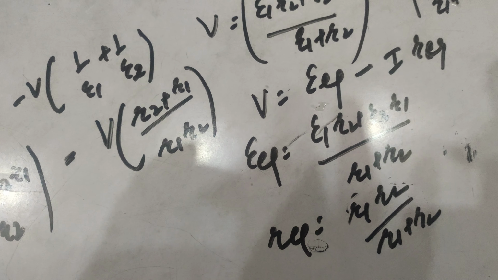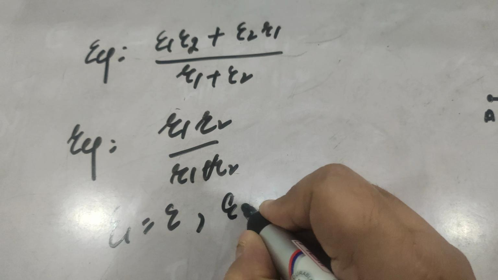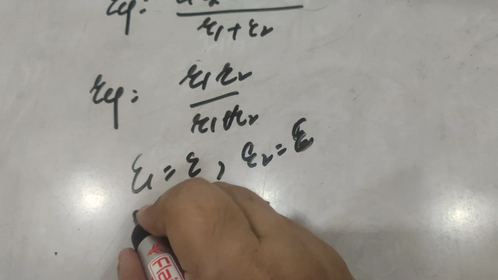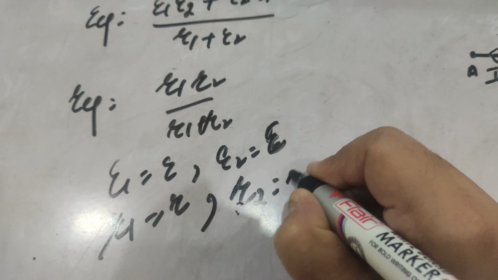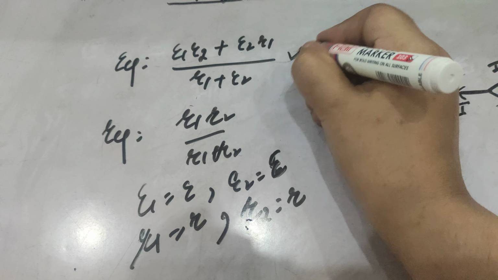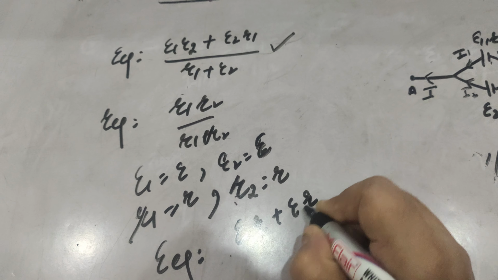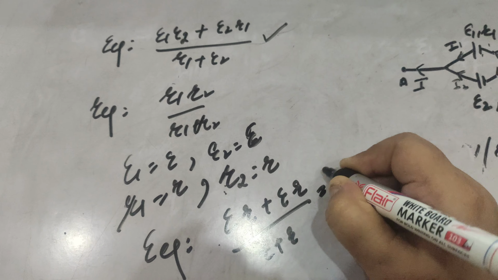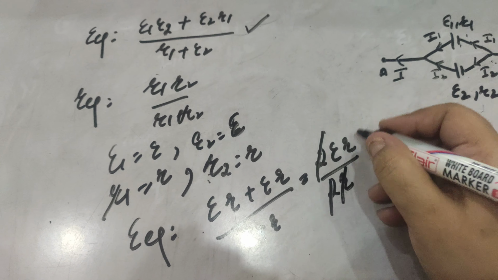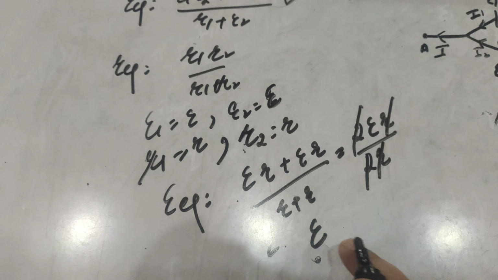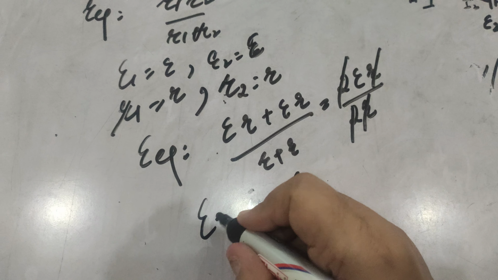Now consider the case when two cells of equal EMF, that is E1 is equal to E and E2 is equal to E, and also equal internal resistances, R1 is equal to R and R2 is equal to R, are connected in parallel. In this case, from this expression, E equivalent is equal to (ER plus ER) divided by (R plus R), that is equal to 2ER divided by 2R. So the 2 cancels out, R cancels out, and that is equal to E.